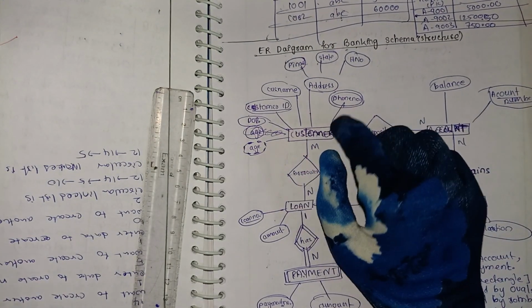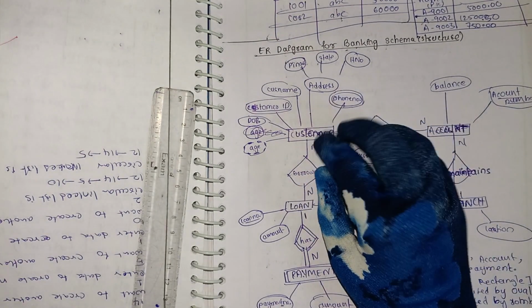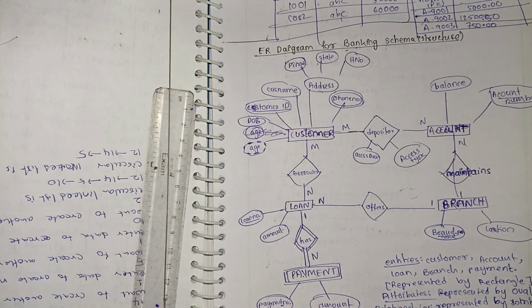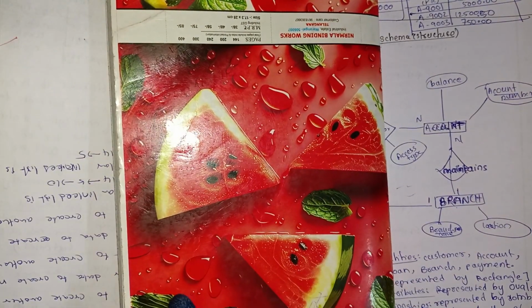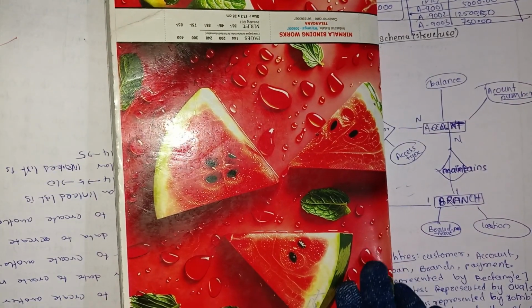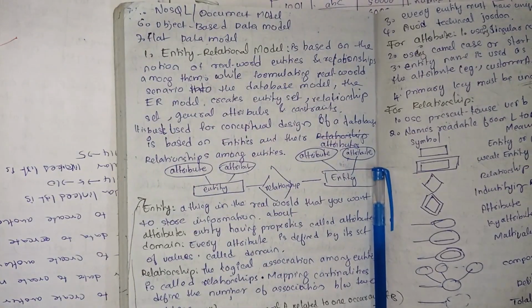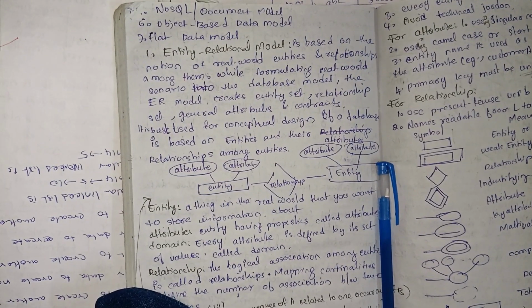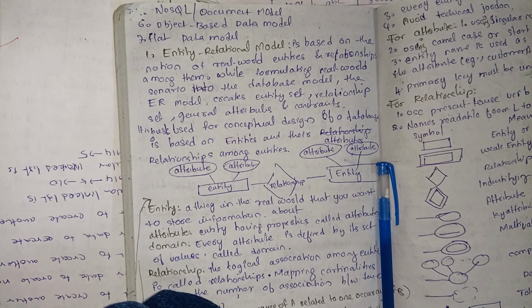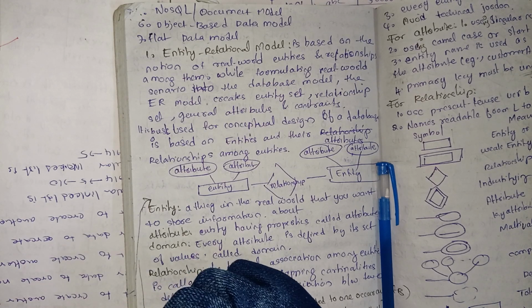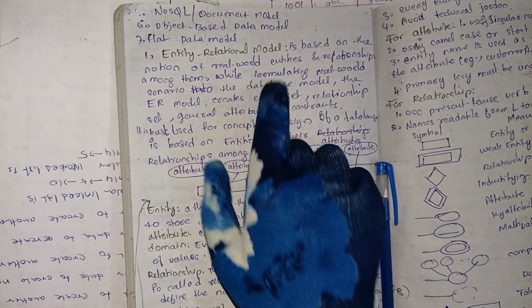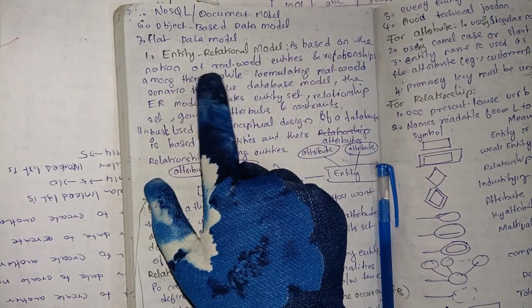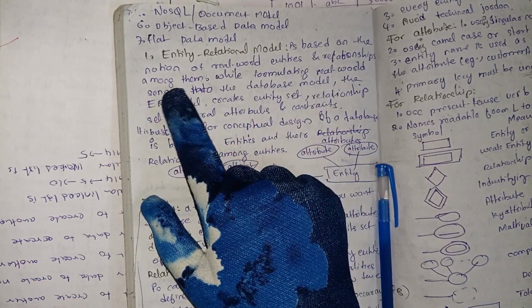Before understanding this diagram, we will look at some points of the entity relational data model. We already know a data model is a blueprint for designing the database in the DBMS. So the entity relational data model is based on the notion of real world entities and relationships among them.